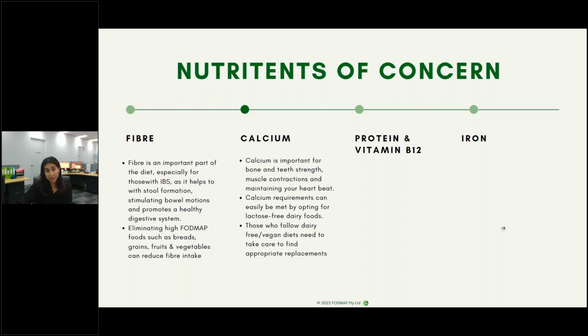Secondly, calcium. Calcium is important for bone and teeth strength and muscle contractions, maintaining your heartbeat. Calcium requirements can be met easily by opting for lactose-free dairy foods. And for those following a vegetarian or vegan diet, we can swap for some plant-based foods as well, just needing to make sure that they are fortified with calcium as well.